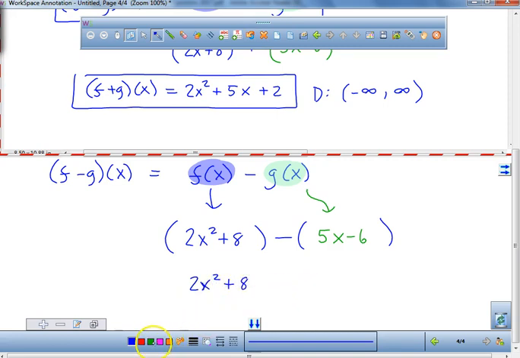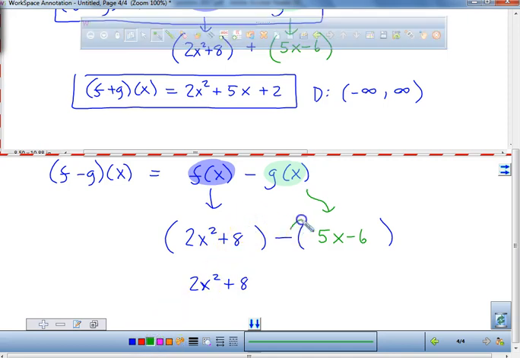Now, this is where students, if they make a mistake, this is where they make a mistake. They usually remember to take away the 5x, but they forget to take away the negative 6. They forget a negative times a negative is a positive, and that's why they get this one wrong. So my suggestion is, when you do f of x minus g of x, make sure you put g of x in parentheses. Just a suggestion.